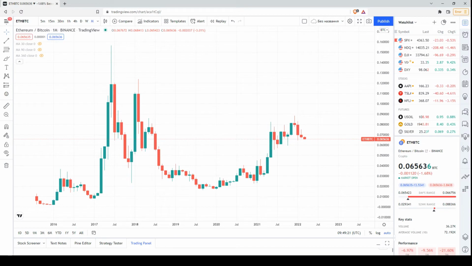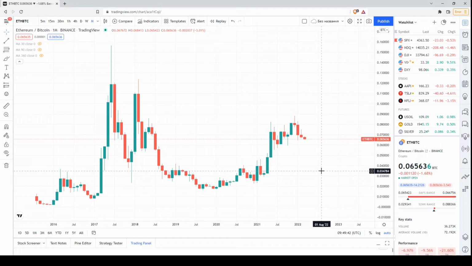Hello, beautiful blockchain people. Today, let's analyze the price chart of Bitcoin and Ethereum, or the price chart in my case of Ethereum against Bitcoin. So, the current price is 0.065636. This is the monthly chart.